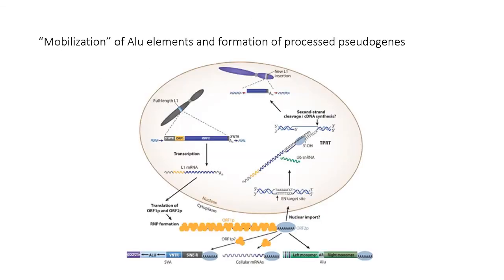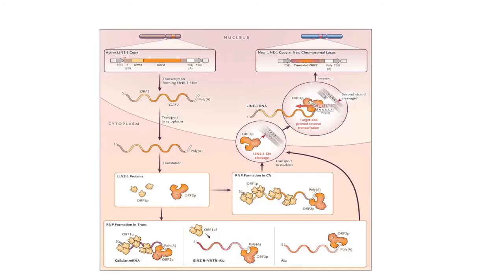Okay, so here's one picture. There's a better one later, which basically shows the whole life cycle. You have your L1, makes your L1 RNA, goes to the cytosol, it forms an RNP, goes back to the nucleus, identifies a target site, and gets reverse transcribed. Okay, but sometimes these things go wrong, and the ORF1 and ORF2 proteins escape and bind to, instead of the regular old L1, either a cellular RNA or an RNA transcript from one of the SINEs, namely ALU.